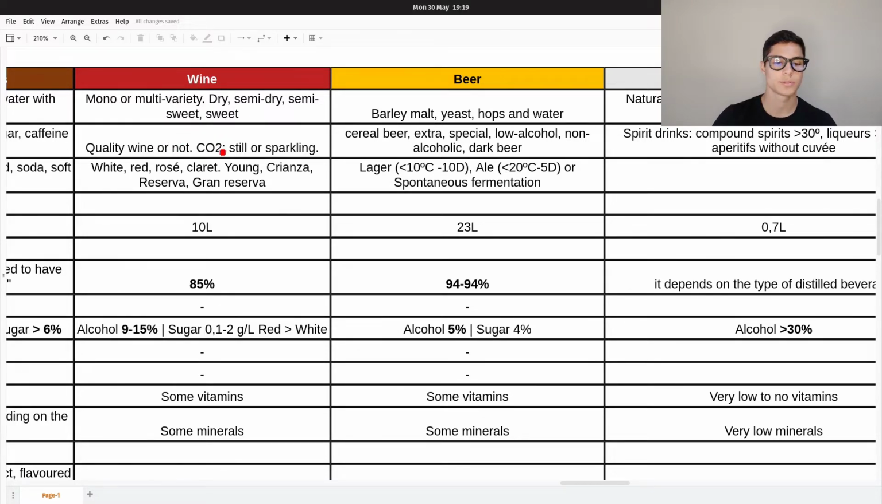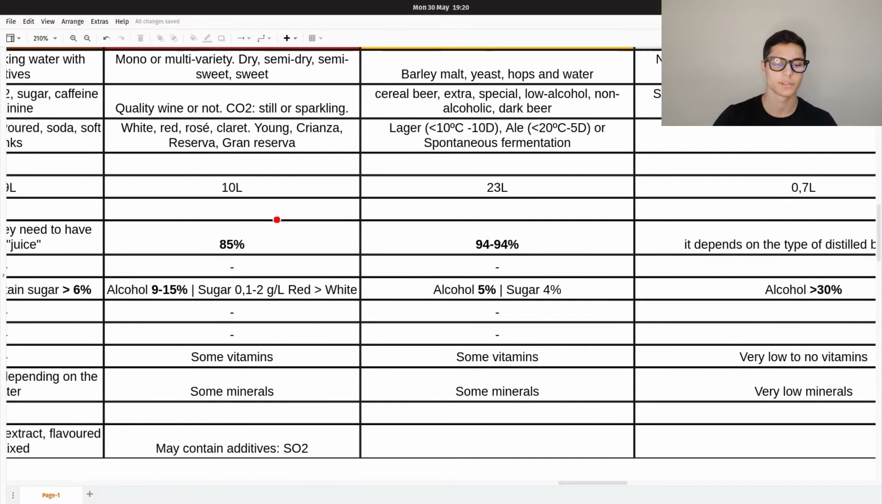In terms of CO2, the wine can be still or sparkling, and in terms of colors, they can be white, red, rosé, and claret. Maybe you know these three, but claret is not very common, and claret is basically a white wine made with red grapes. And then in terms of maturation of the wine, it can be a young wine, a crianza, a reserva, and a gran reserva. In Spain, the consumption is around 10 liters per individual per year.